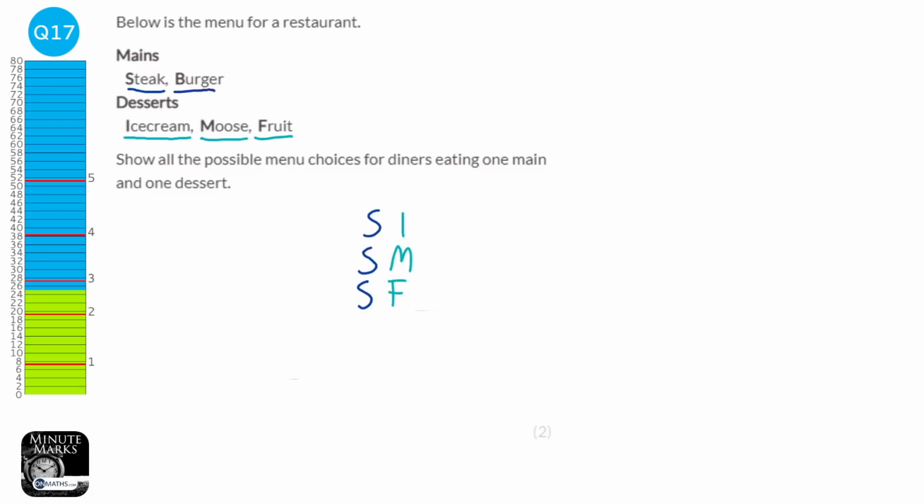And so we're going to look at burger next. And we're going to pair it with the first ice cream. Then burger. And we're going to pair it with the mousse. And then finally the burger we're going to pair with the fruit. As long as we do things methodically, we don't ever miss any.